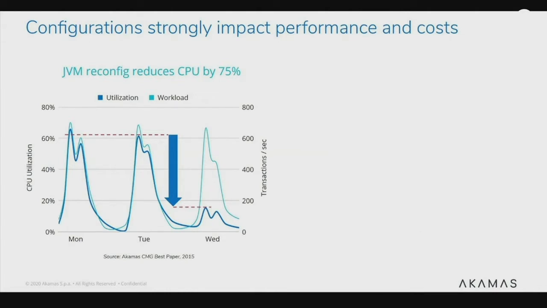This example shows the results of a paper we published at CMG 2015, where we reported the outcomes of a manual optimization activity we performed for one of our customers in the insurance sector. The three curves represent the workload and the CPU utilization of the application we were optimizing for 3 working days. By changing just a few parameters related to garbage collection, we were able to reduce CPU utilization of the production cluster by 75%, supporting about the same workload.